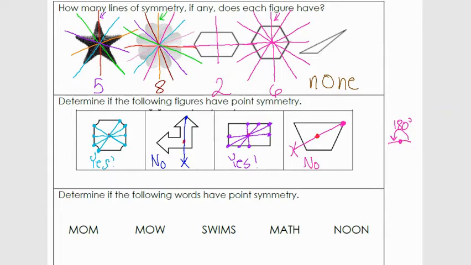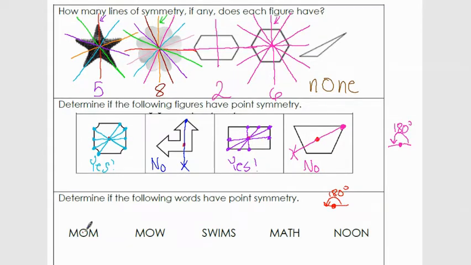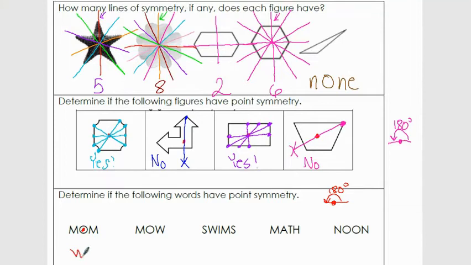Now we won't be drawing our line here. We want to visually work on seeing this 180 degree rotation that we're testing for. If we rotate it 180 degrees around the central point, will it look the same? Okay, so if my central point was in the middle of the word mom, if I rotate it 180 degrees, it will look like wow. So that does not have point symmetry. But the word mo, if I rotate it 180 degrees around a central point, it will still look like mo. This W will become the upside down M. This M will become the upside down W. And so that one does have point symmetry.